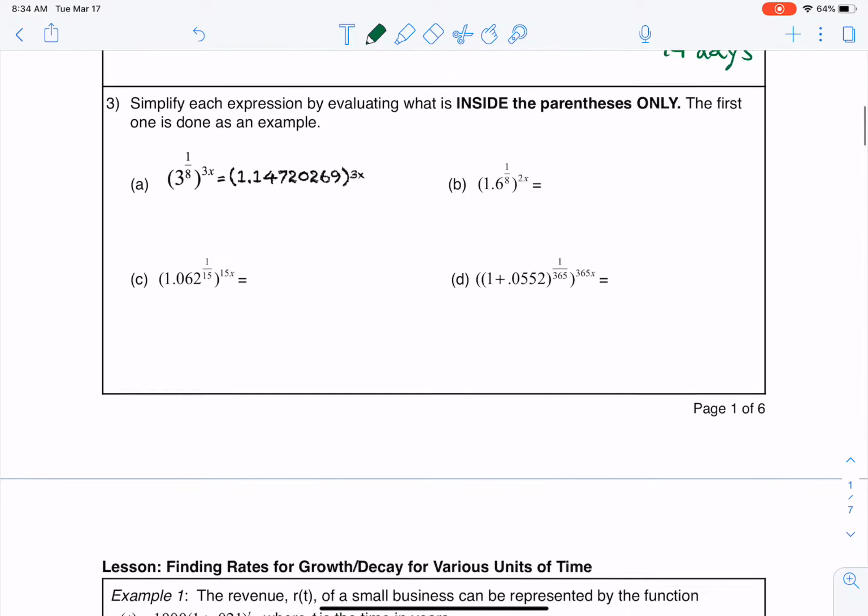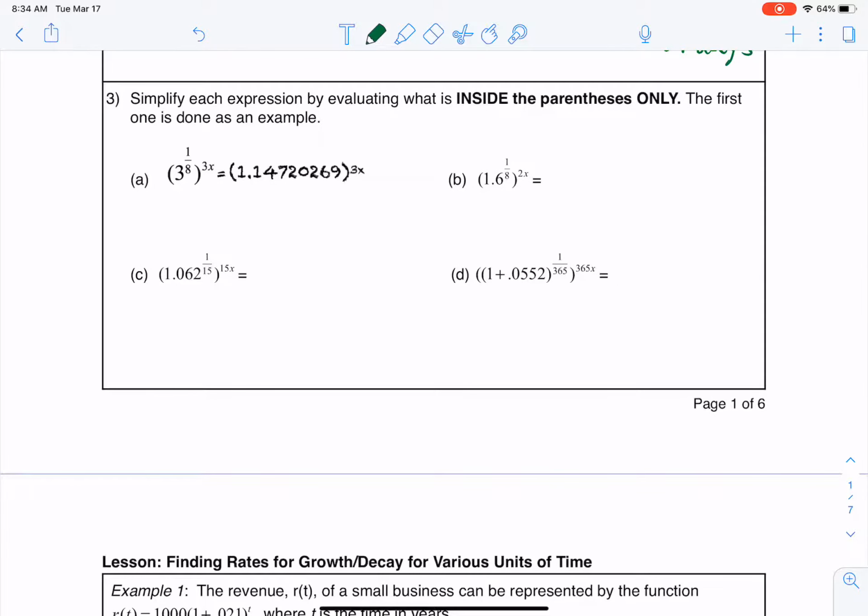All right, coming down to question 3, and after this will be the end of this portion of the lesson and the end of this video. In question 3, we're asked to simplify each expression by evaluating what is inside the parentheses only. The first one's done as an example.